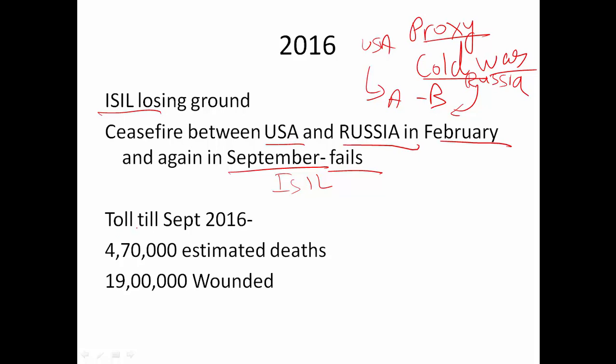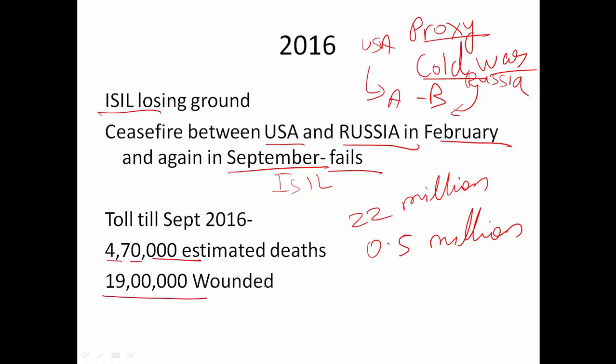In October 2016, the estimated deaths that have been caused due to the Syrian civil war are 470,000, or almost 500,000. That is a huge number for a small country like Syria. Remember that the population of Syria was just 21 or 22 million around 2011, and 1.9 million people have been wounded. So you can see that 1.9 million wounded and 0.5 million dead. So every 1 in 44 people in Syria have died due to this civil war.